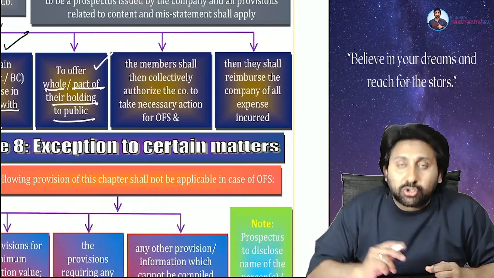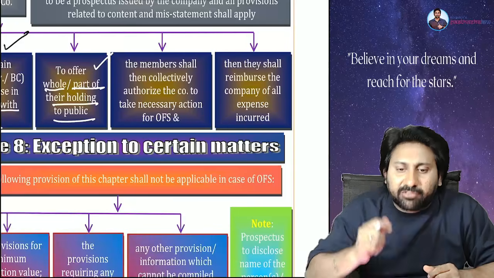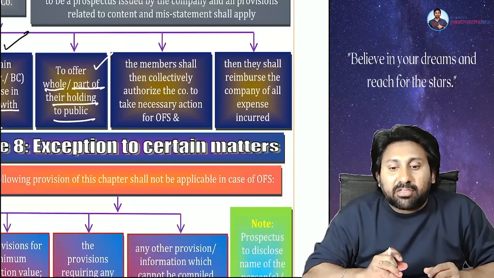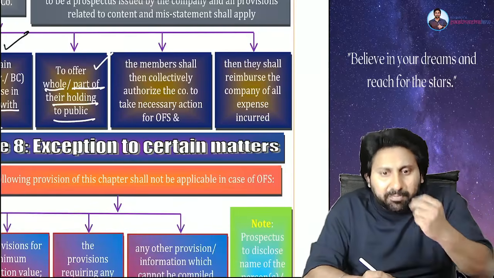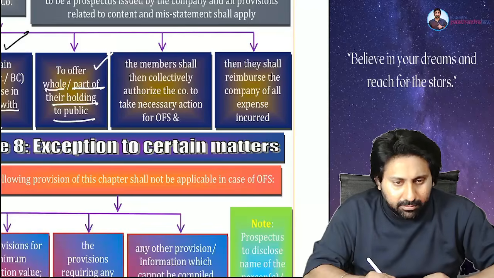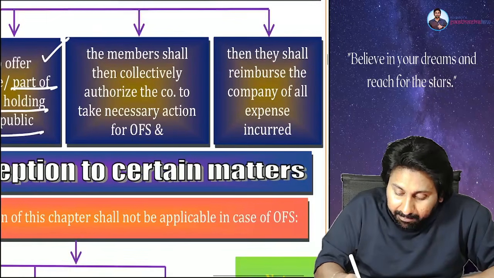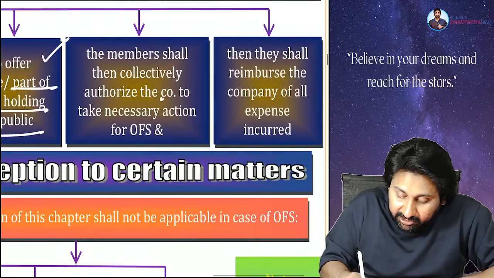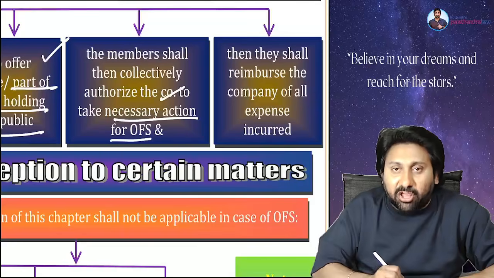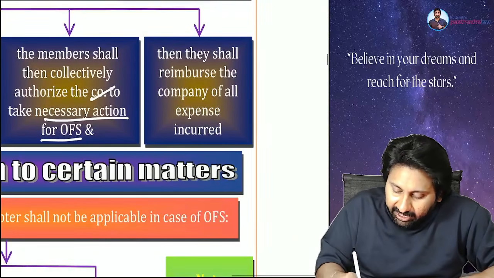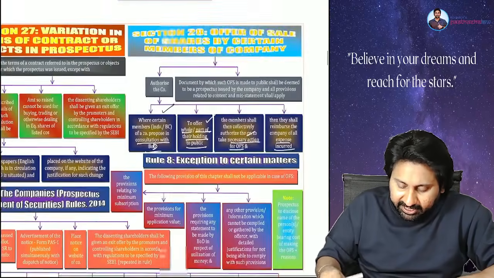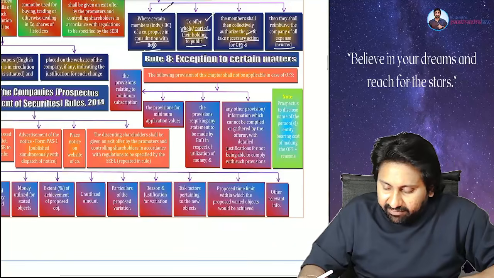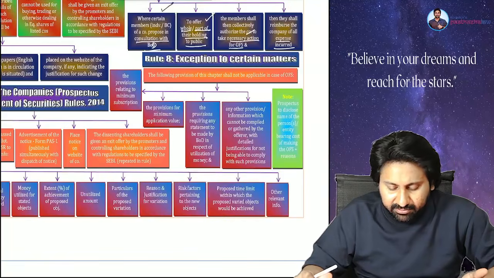Central government sold part of their holding. How much part did they sell? Only 3.2%. Okay. Next, the members shall collectively authorize the company to take necessary action for the offer for sale and then reimburse the company for the expenses incurred. That's it. Everyone understood the main point clearly, yeah?